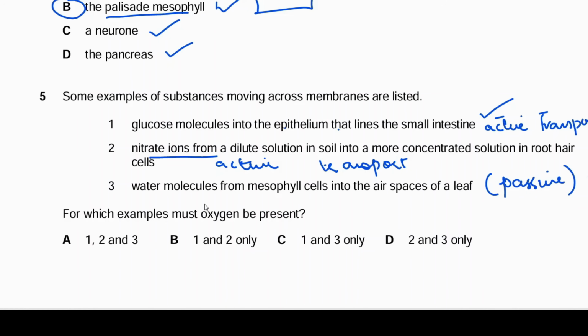Wait, okay, let me explain this. The question is related to oxygen, but it's an indirect question, because oxygen is needed for making energy for active transport. That's why I'm mentioning it's related to oxygen. So the first two need the energy, not the third process. It's a passive process. So the answer is 1 and 2 only.